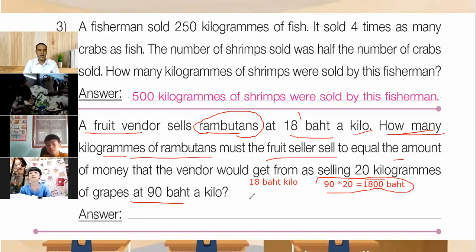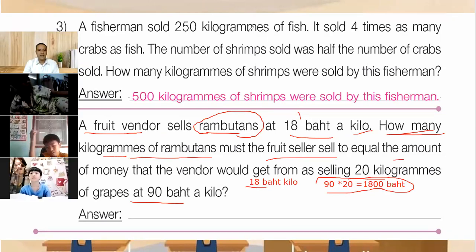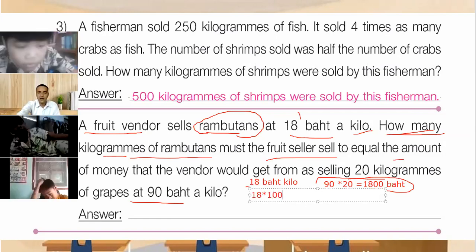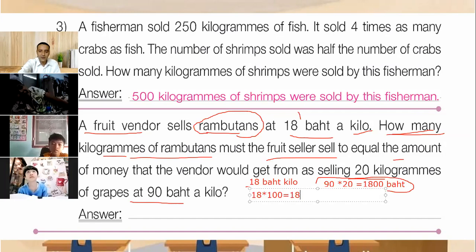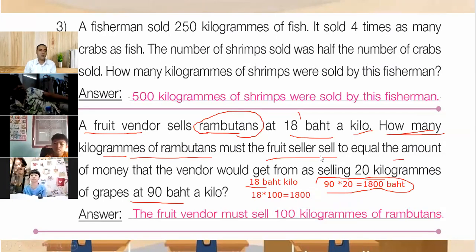So how many kilograms did the fruit vendor have to sell? Here, 1 kilo is 18 baht, okay? 1 kilo is 18 baht. So we have to calculate. If the fruit vendor sells 100 kilograms, it will be equal to 1,800, right? So the amounts from selling grapes and rambutans will be equal. So our answer is the fruit vendor must sell 100 kilograms of rambutans.